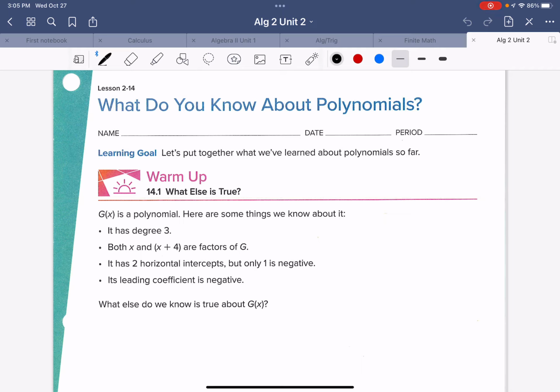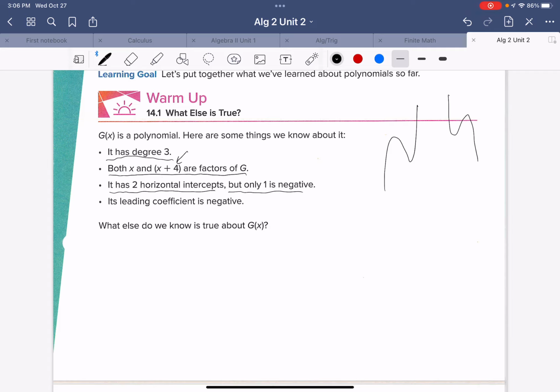Those are both factors, so they divide into the polynomial evenly. It has two horizontal intercepts, and only one is negative. Well, the first place where it crosses that we know about is right there, -4. -4 plus 4 makes 0. So it crosses at -4. It also means that x is 0 is another solution to the problem.